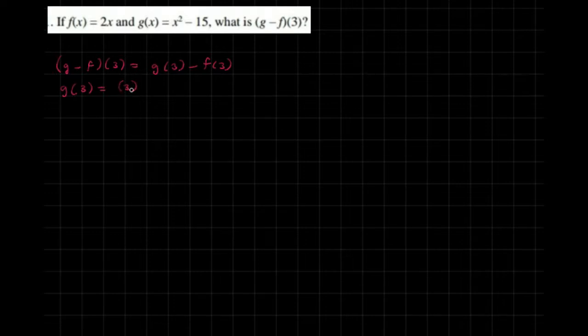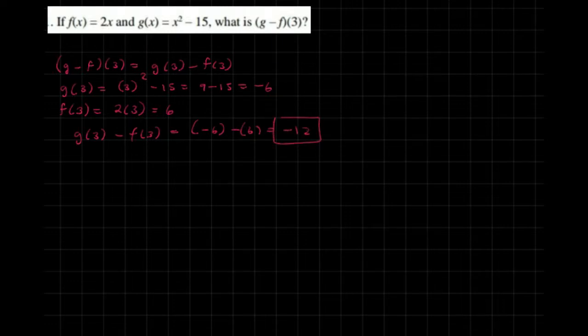So you get 3 squared minus 15, which is 9 minus 15, which is negative 6. f of 3 here is equal to 2 times 3, because I'm plugging 3 into my function f of x, which is equal to 6. So g of 3 minus f of 3, which is the same as g minus f of 3, is equal to negative 6 minus 6, which is negative 12. Okay, so that's your answer.